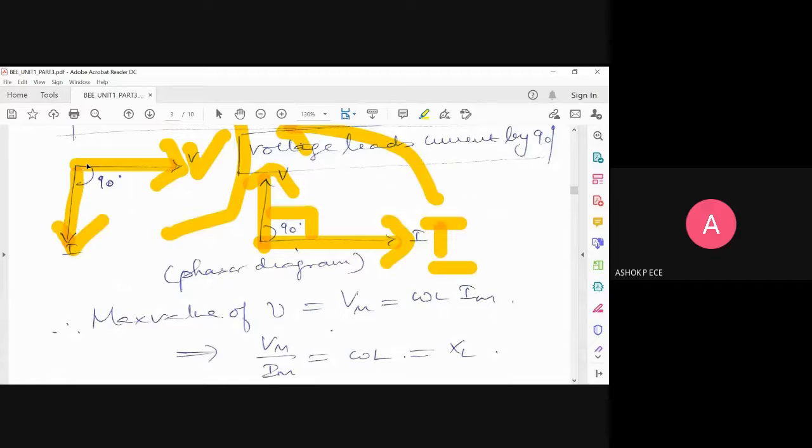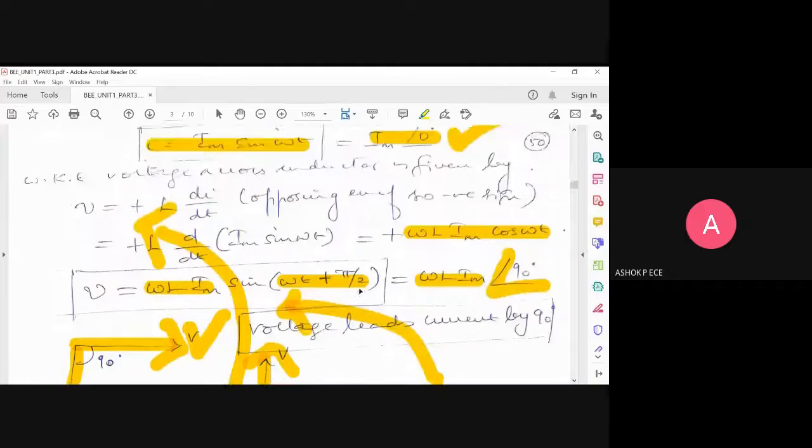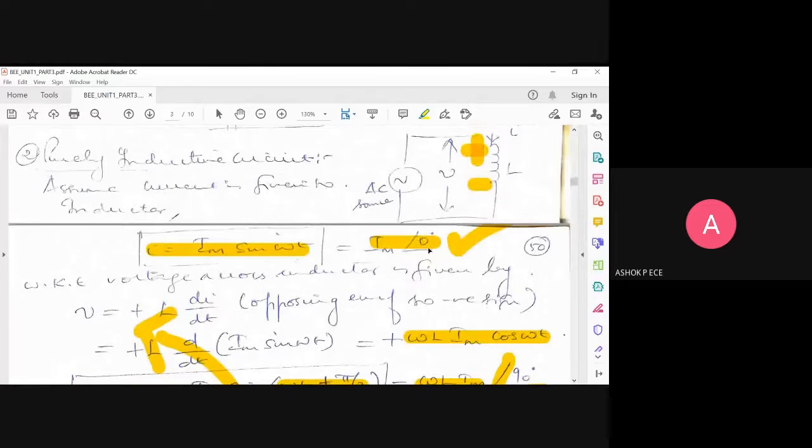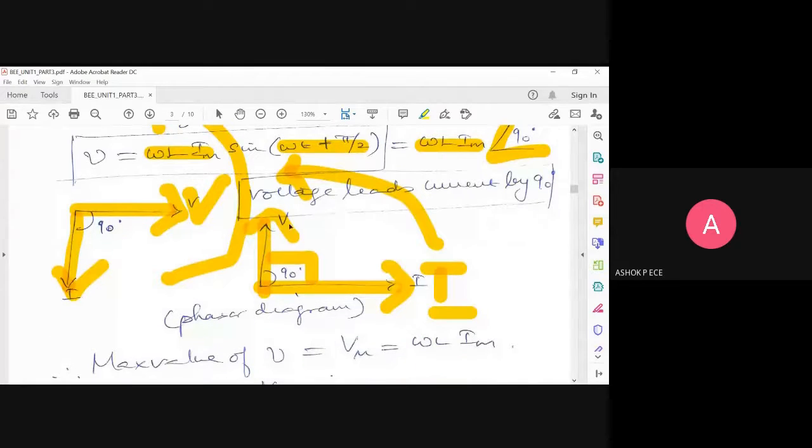See, you can draw any phasor keeping V as reference or I as reference. Both are correct. Ultimately, both the diagrams are the same. Just by rotating, I get this diagram. But it is always safe to have 0 degrees as your reference. So I will be your reference, and V will be leading by 90. So in an inductor, voltage leads your current.